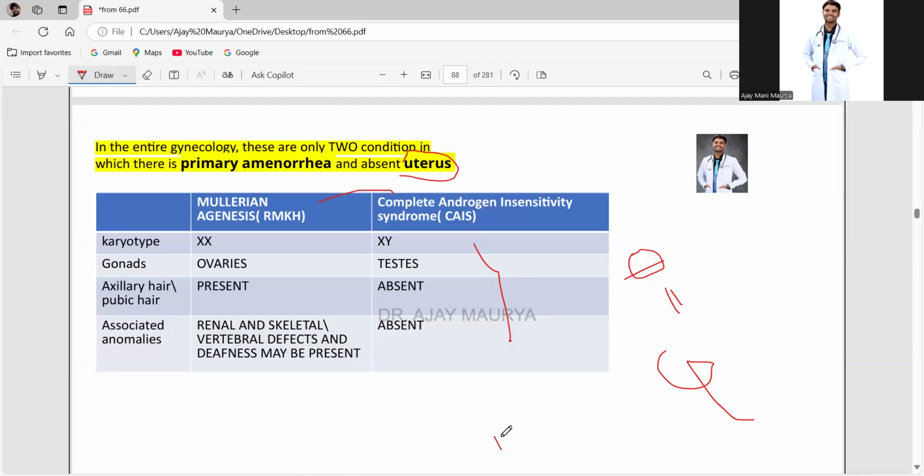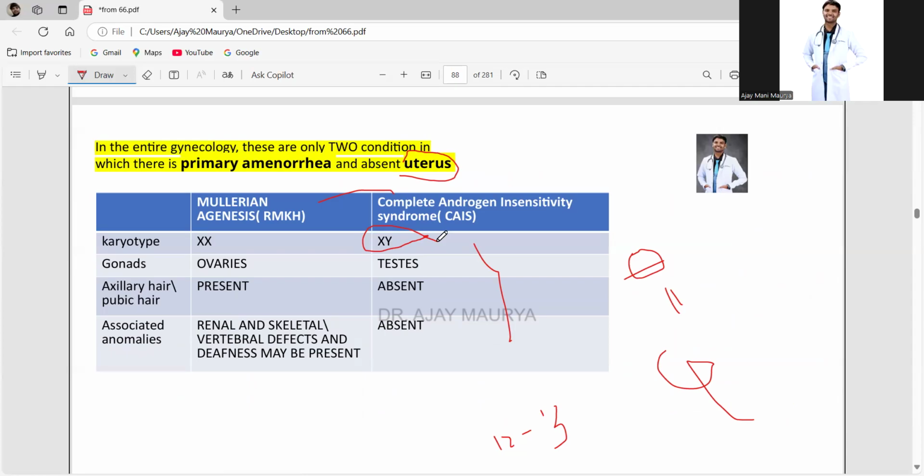After 12 to 13 years, during the menses time, the parents bring the child to the doctor and say, doctor, my baby girl is not having menses. While doing the karyotype, it is revealed that, oh my goodness, it's a baby boy. It's very shocking because there is an undescended testis.